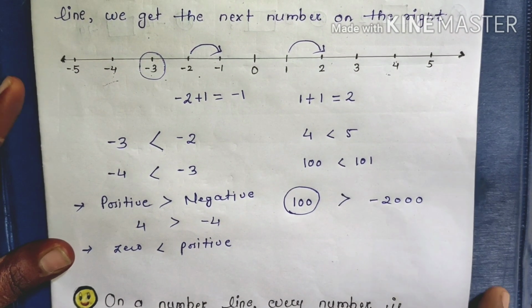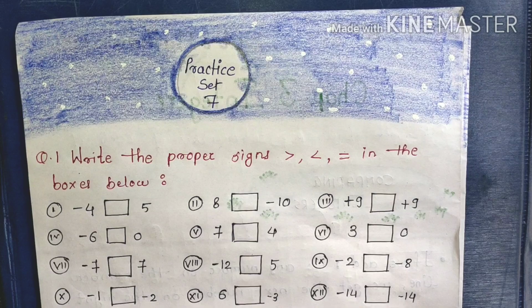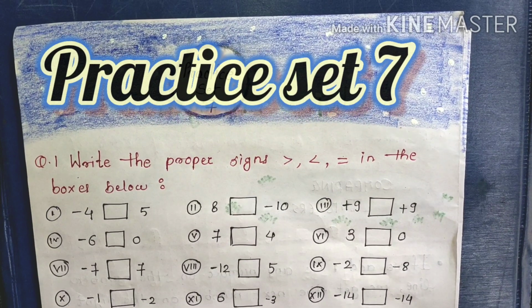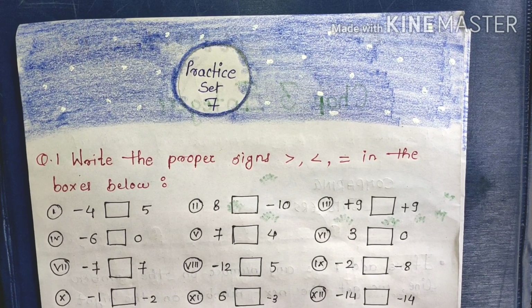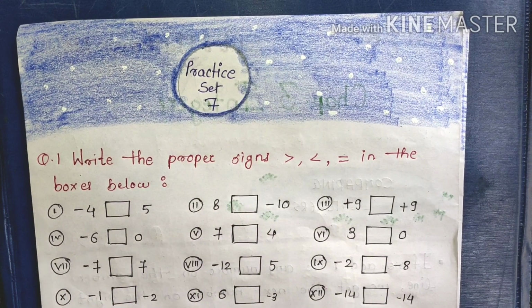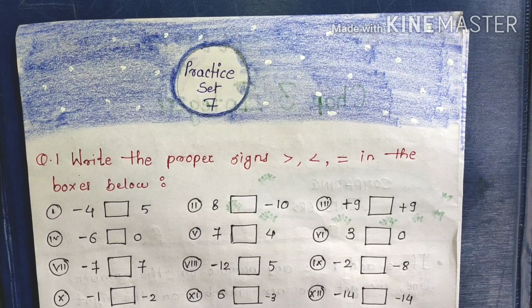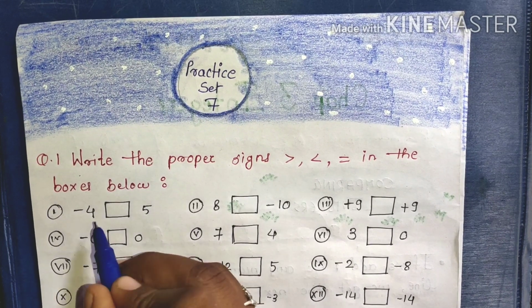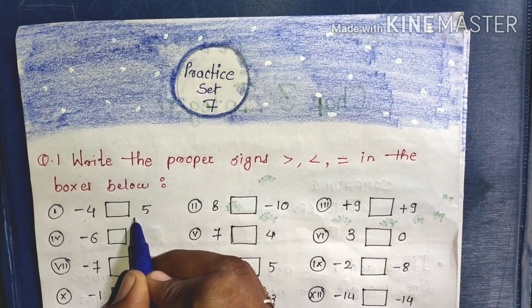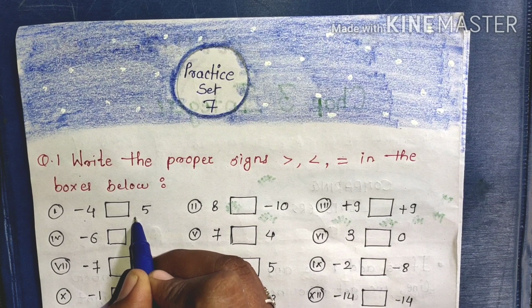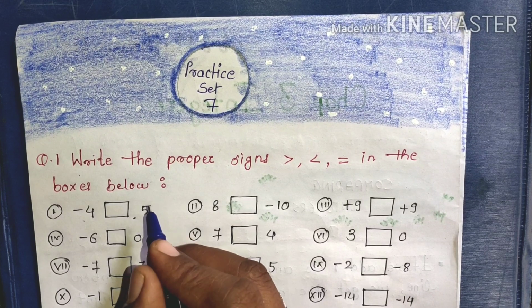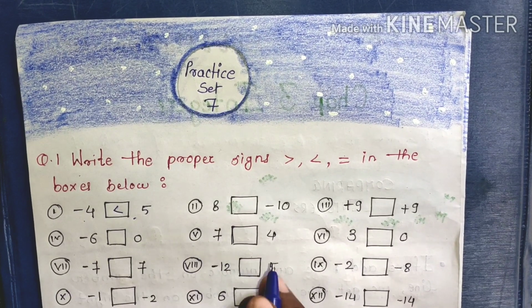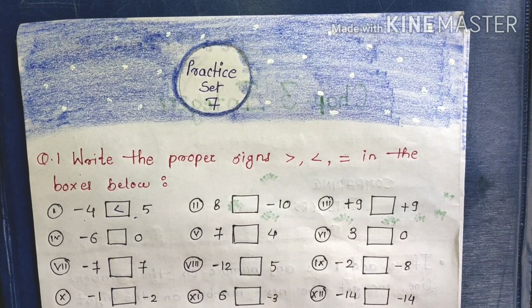Now let us solve the practice set. Here we have the practice set 7. Question number 1. Write the proper signs in the boxes below. जो नीचे boxes दिए हैं then we have to write the proper signs. Okay. So first one, -4 and 5 है. Obviously one positive number है and another is a negative number. So positive is bigger than the negative number. So here we have the 5 is greater than -4.